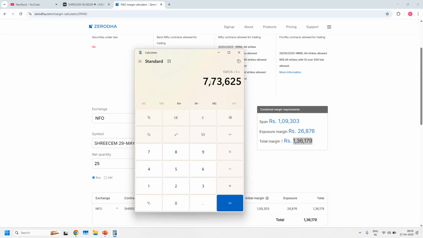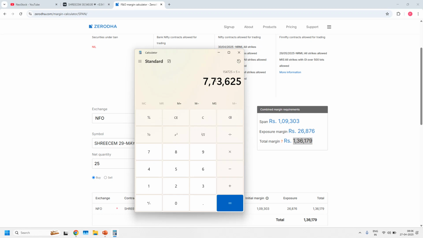In this first example, by investing 7,73,000, you are buying 25 shares. But in the second scenario, for buying the same 25 shares, either long trade or short trade, whatever you are planning, you are investing only 1,36,179. This is almost 5 times less than the actual investment. 5 times less. That's why ROI will be changing. How ROI will be changing, that example also I will show you.